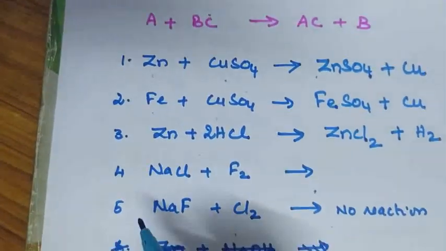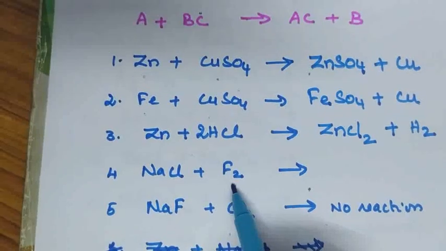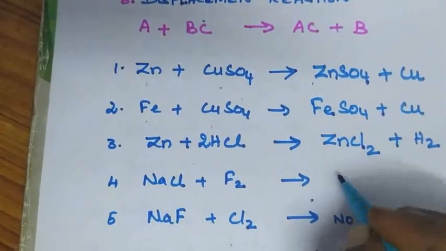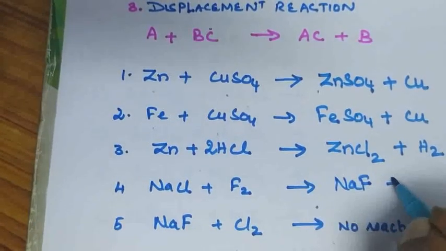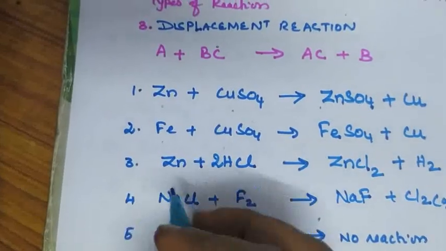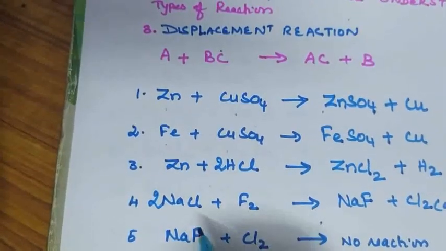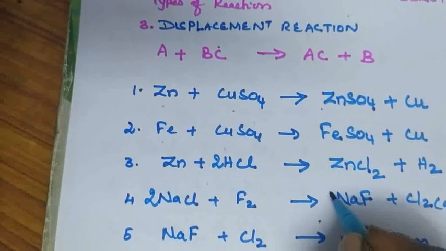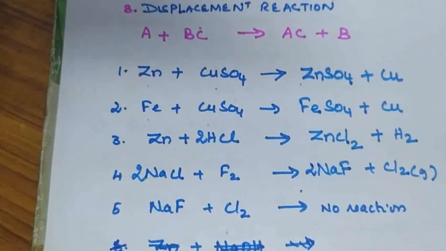Then we have sodium chloride plus fluorine gas. So what is the product here? We have NaF plus Cl2 gas. Cl2 gas, so it is 2 times, since sodium is 2 times. So here also it is 2 times. So we have to balance the equation.